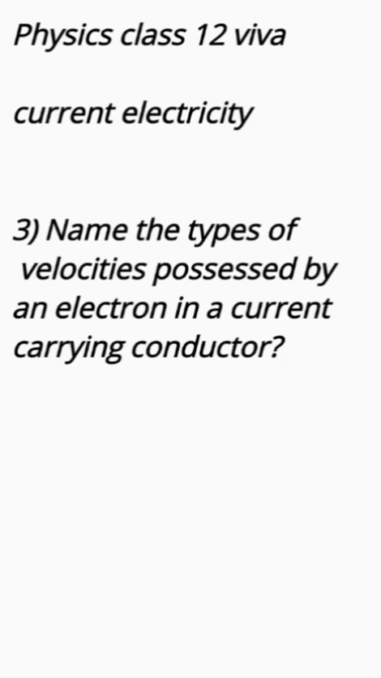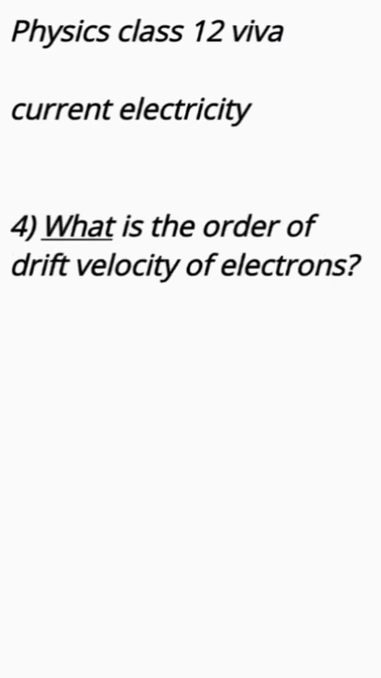The direction of drift velocity is opposite to the applied electric field across the wire due to applied potential difference. It has very small order of 10 to the power minus 4 meter per second to 10 to the power minus 3 meter per second.